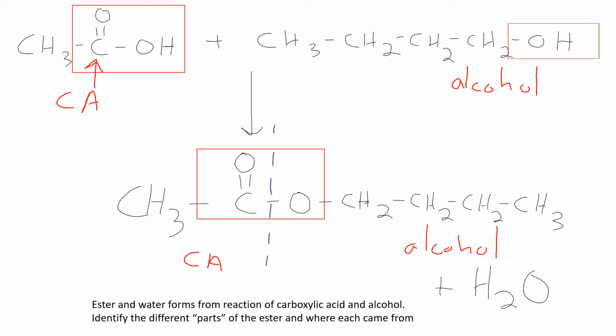Well, the C double bond O of the carboxylic acid is going to be the C double bond O of the ester. What do I have attached to the C double bond O of the carboxylic acid? Well, I can do this with a symbol, I can do this with a number, but to the left, I have a CH3. That means I'm going to have a CH3 in my ester attached to that same position.